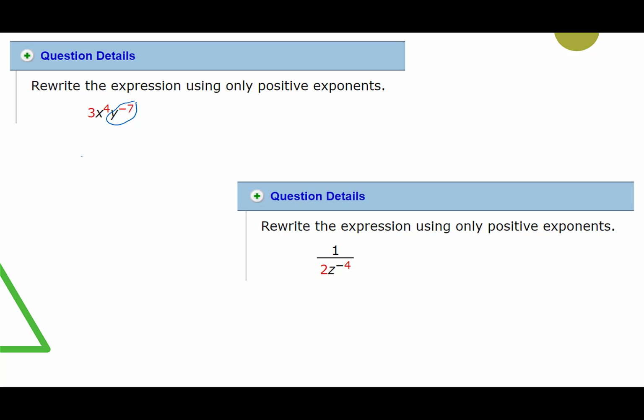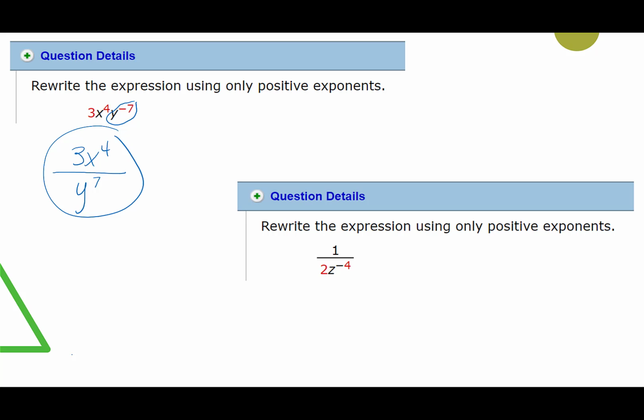So if we were to rewrite this expression, we would rewrite 3x to the 4th because that's a positive exponent. Draw a fraction bar and write the base y, and we'll remove the negative and just put the 7, y to the 7th. By moving y to the negative 7th down to the denominator, it becomes positive. So the final answer is 3x to the 4th over y to the 7th.